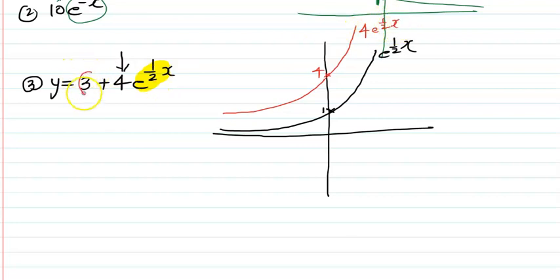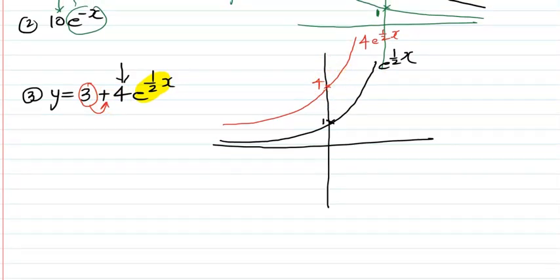Now 3 is being added here, so it means it is going 3 units up, right? So in that case, what will happen? It will cross at 4 plus 3, which is 7. So it is crossing at 7, right? So our graph will be here.